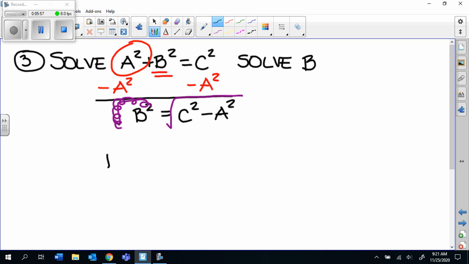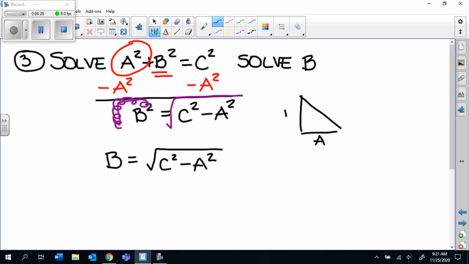So my final answer is b equals the square root of c squared minus a squared. And there are some situations where there might be a plus or minus in front of this. We have to take the positive radical in this case because I know that this formula is for a triangle, and obviously you can't have a right triangle with a negative side length, so that would make no sense.